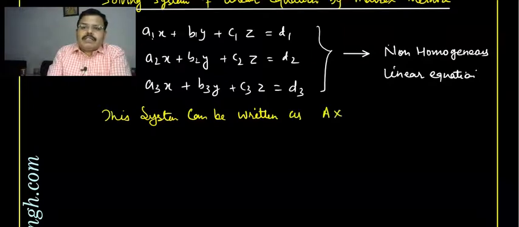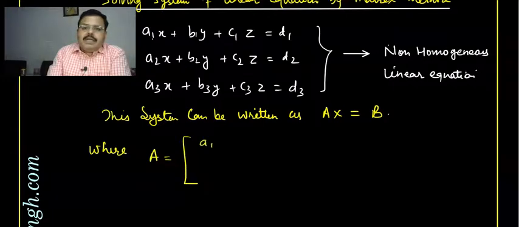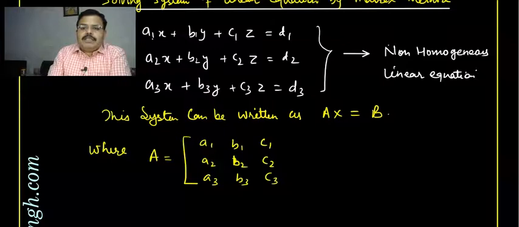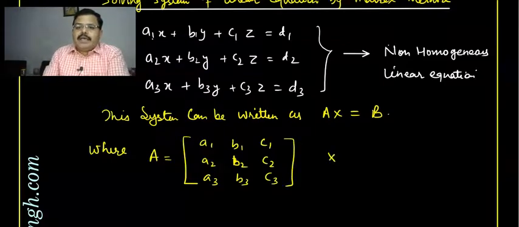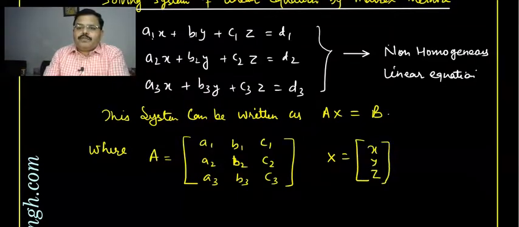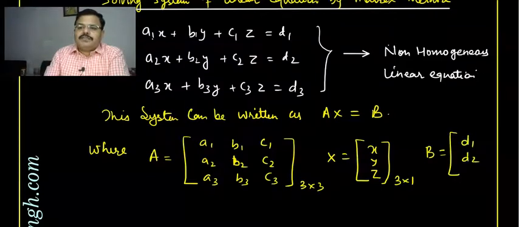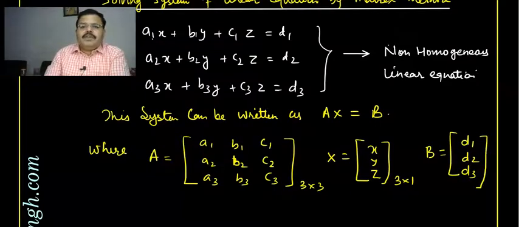AX is equal to B, where A is a matrix with rows a1, b1, c1; a2, b2, c2; a3, b3 and c3. This is matrix A. X is also a matrix of order 3 into 1, which represents the variables involved in this equation. That is 3 into 1, and A is 3 into 3. And B is another matrix made of the constants d1, d2, d3.